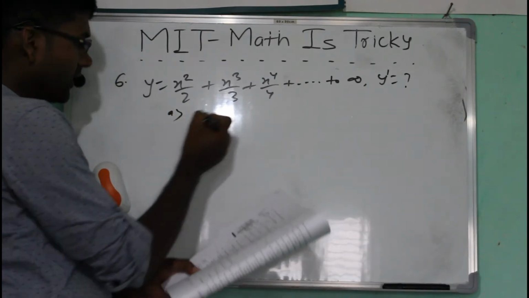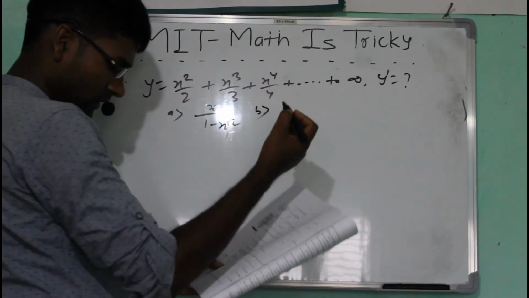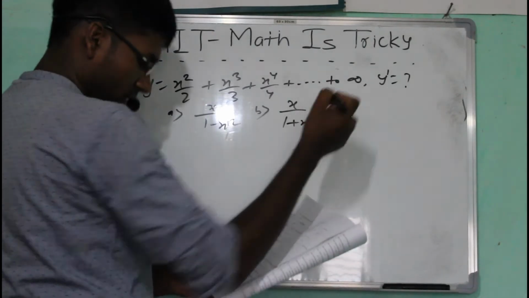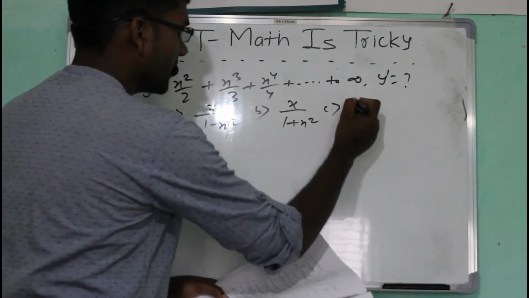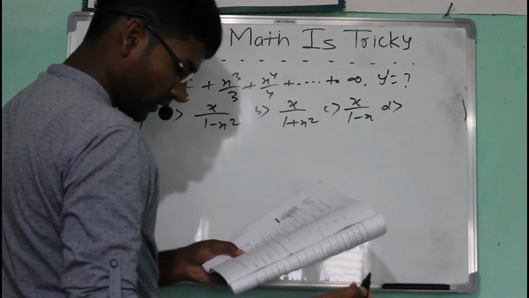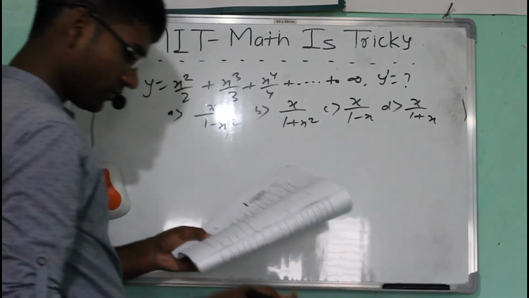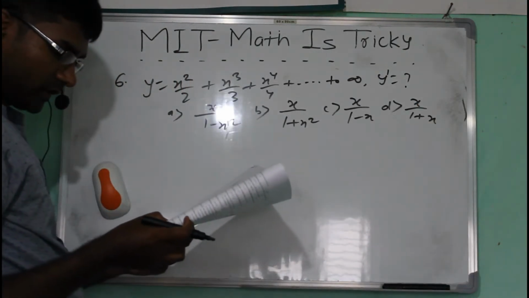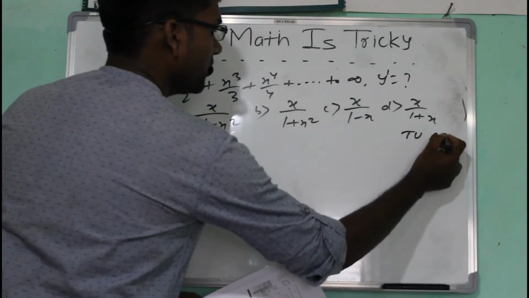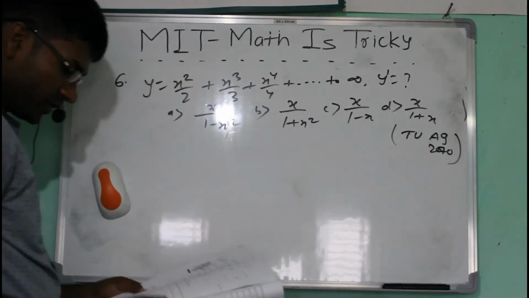I'm just writing: A is x by 1 minus x square, B is x by 1 plus x square, C is x by 1 minus x, D is x by 1 plus x. And this question is from TU AG 2070. Okay, so let's see what its answer is.